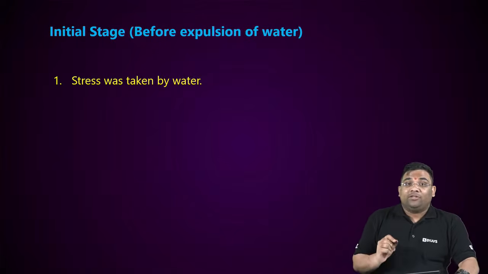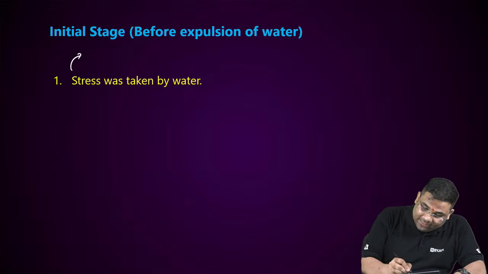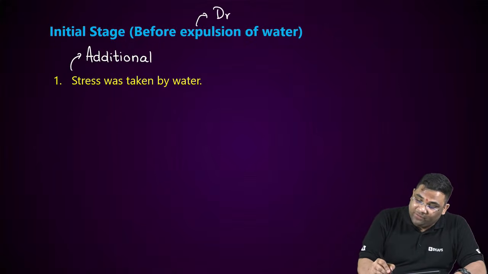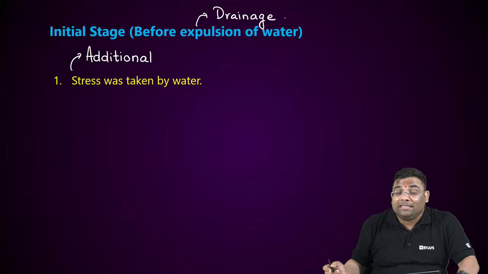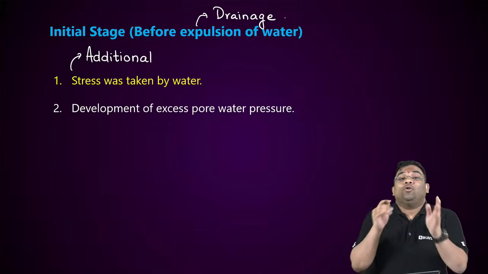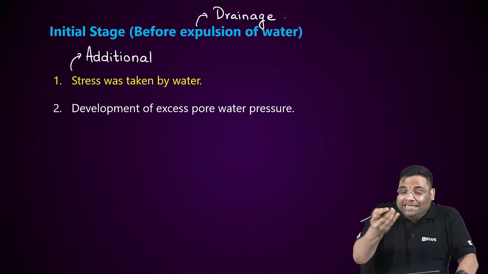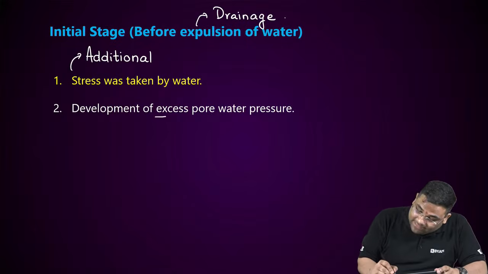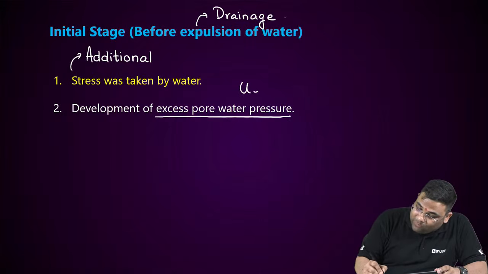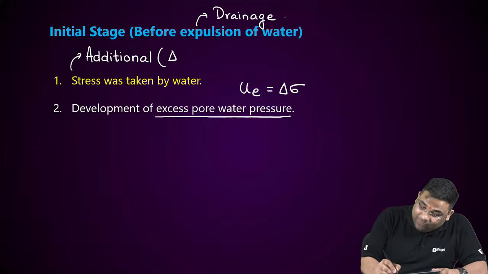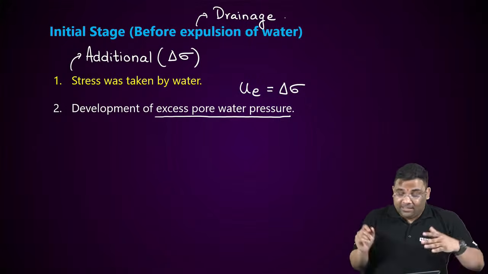What is happening? Stress was taken by water, right? This additional stress before the expulsion means before the drainage. So before drainage, the additional stress was taken by water. This led to both your pore water pressure and total stress increasing, right? And that increase in pore water pressure, I am calling excess pore water pressure. This excess pore water pressure was numerically equal to the additional stress which came.